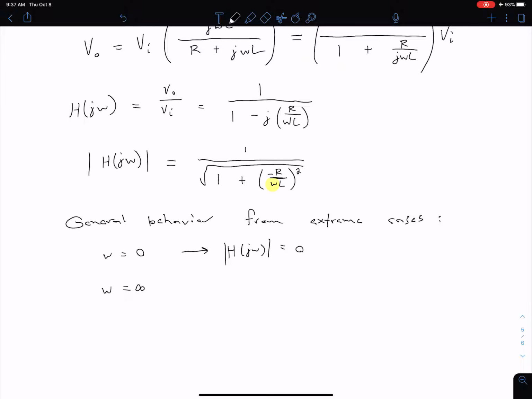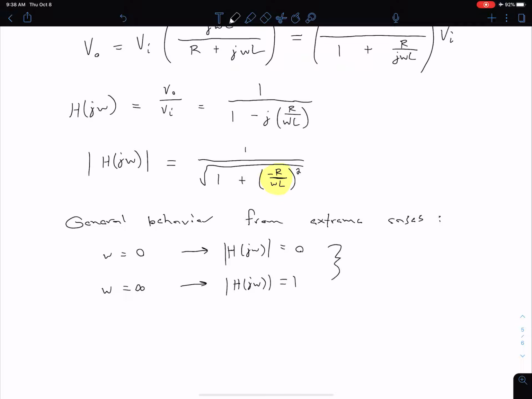On the other hand, still focusing on this omega here, if this omega is getting really large, then this whole term is going to be very small, and essentially it's going to go away, and we'll just be left with 1 divided by 1 for our transfer function, giving us a magnitude of H of j omega equal to 1.